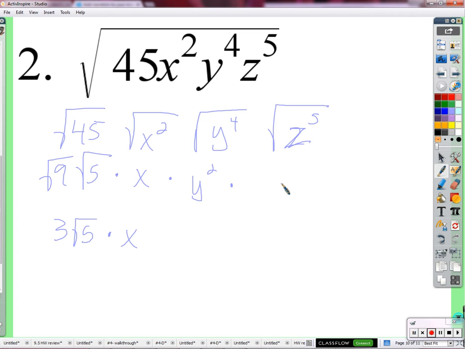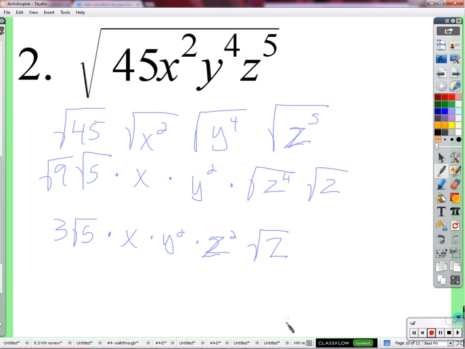Now z to the fifth does not have a nice square root. We're going to write it as the square root of z to the something times the square root of z to something else. Just square root of z times square root of z to the fourth. I'll put the z to the fourth first, just because I like the simpler ones to be on the left side. Okay, so we got the y squared there. Then the square root of z to the fourth, just like the square root of y to the fourth, is z squared. Square root of z, nothing to be done for that.